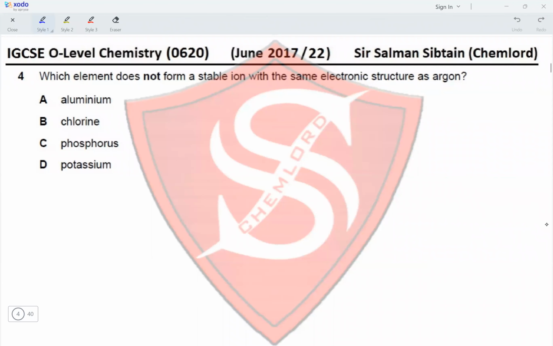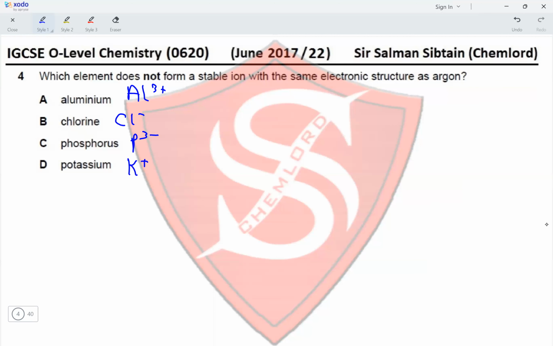Question 4. Which element does not form a stable ion with the same electronic structure as argon? Argon belongs to period 3 and so does aluminum, chlorine, phosphorus, but potassium belongs to period 4. So aluminum forms Al3+ ion, chlorine forms Cl- ion, phosphorus forms P3- ion, and potassium forms K+ ion.